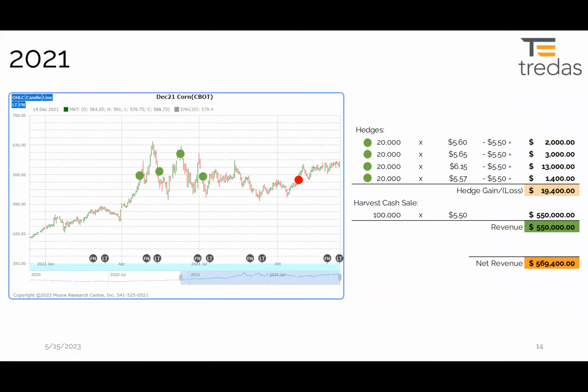So 2021 corn, if we were a hedger, this would just be an example of making sales and hedges at 5.60, 5.65, 6.15, 5.57, and then harvest was a 5.50 level. So we have harvest sales of 100,000 bushels at 5.50. Our hedge gains end up being 19,400. And so our net revenue for that farm was 569,400 with the hedge gain.